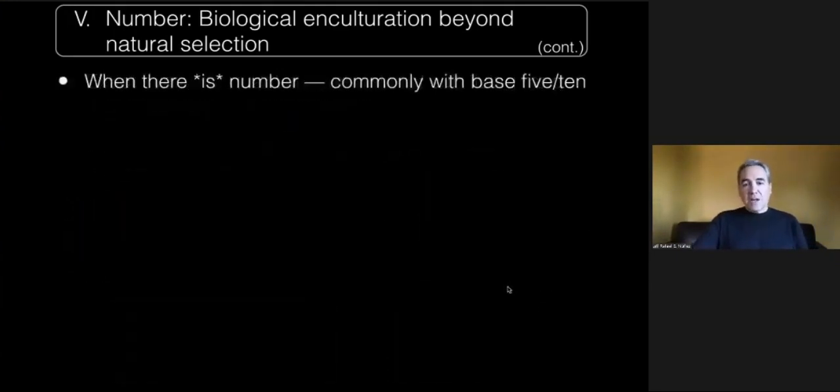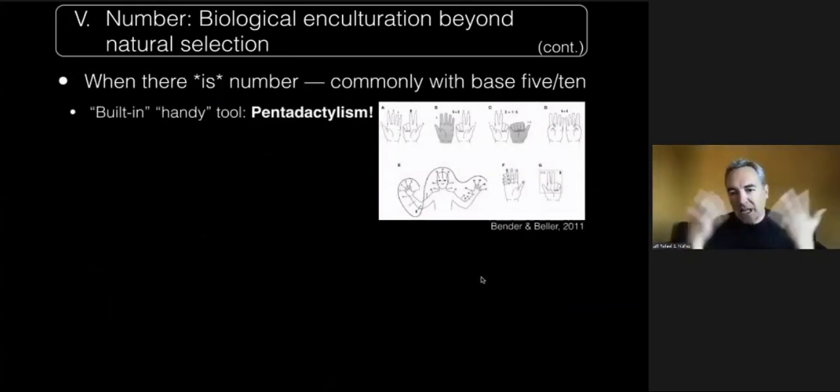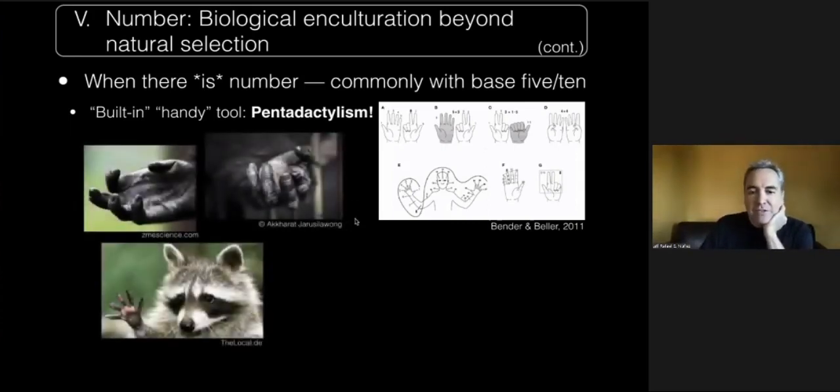Now when there is number, it is commonly based on base 5 or base 10. Most languages and most cultures rely on that. And usually the explanation is, oh, well, that's because we have 10 fingers. Which is not completely untrue, because there we go. Here we have a material anatomical articulator that we can recruit for symbolically characterized quantities. And this is based on the pentadactyl trait that we have as a species. But this is present in many species: gorillas, chimpanzees, raccoons, even bats, and many others are pentadactyl.